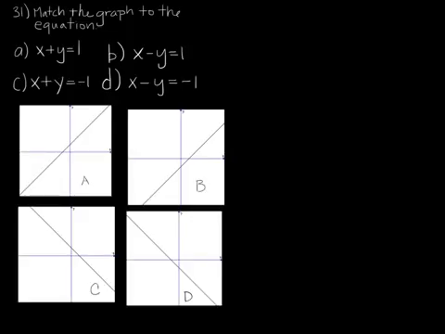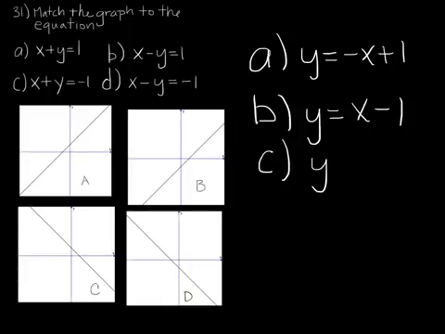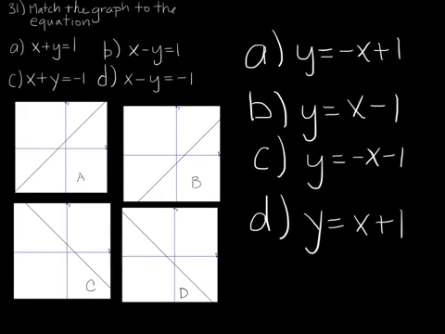A should become y equals minus x plus 1. B should become y equals x minus 1. C should become y equals minus x minus 1. And D should become y equals x plus 1. Now that we have them in this form, it should be much easier to match the equations to the graph. So let's go ahead and do that.